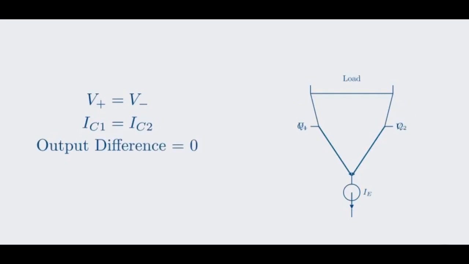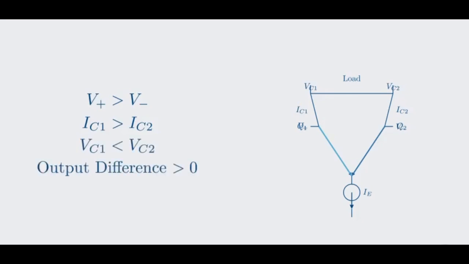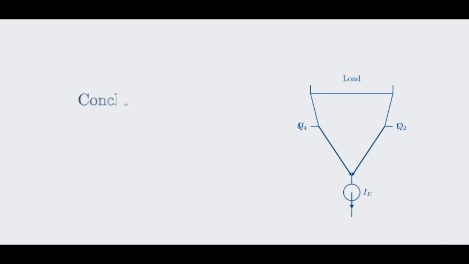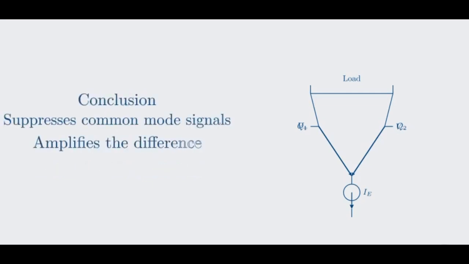Now, let's say we apply a small differential signal. Let's make V plus a little bit higher than V minus. The slightly higher voltage at the base of Q1 causes more current to flow through Q1's emitter. Because the total current I sub E is constant, the current through Q2 must decrease. This unequal splitting of current leads to a voltage difference at the collectors, which is our amplified differential output. So, the differential stage successfully suppresses common mode signals and amplifies the difference. In a real op-amp, this stage is followed by more sophisticated gain stages to achieve the incredibly high overall gain.